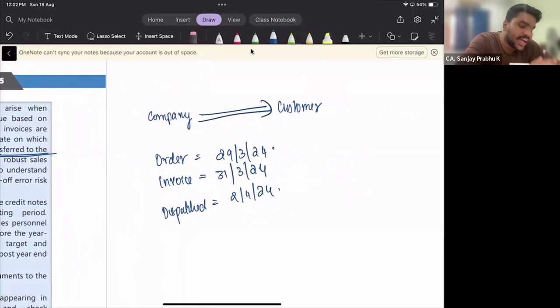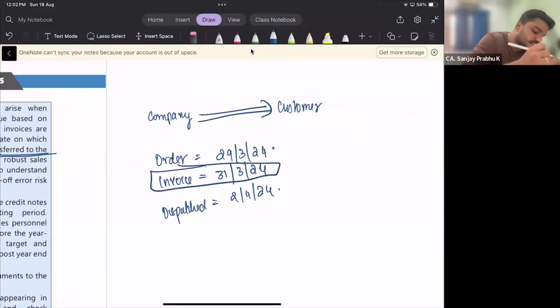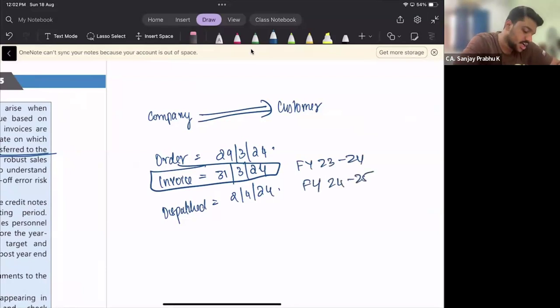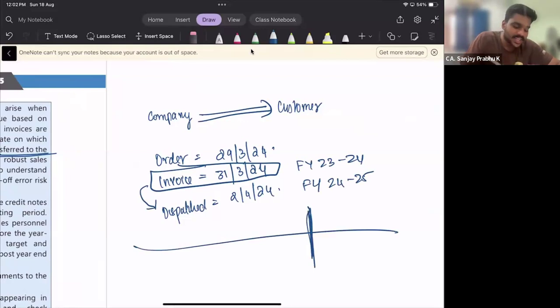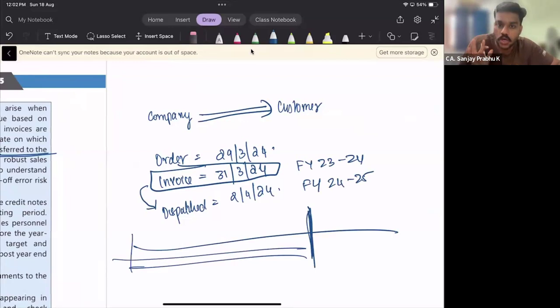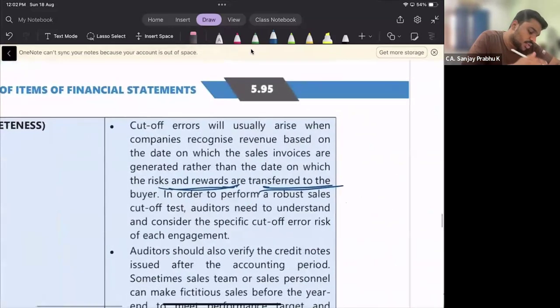So here, what the company did was, the company booked the sales on 31 March. But has the risk and reward transferred? No. This is financial year 23/24 and this is financial year 24/25. So actually this sale belongs to the next financial year. So we have to make a cut-off there. We have to ensure that all the transactions recorded in the period belong to the same actual accounting period itself. Yes. So okay, cut-off.